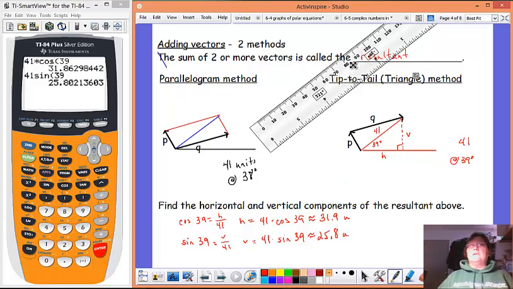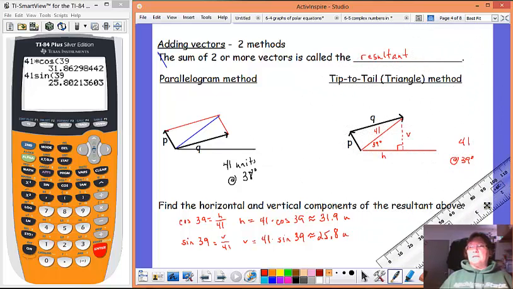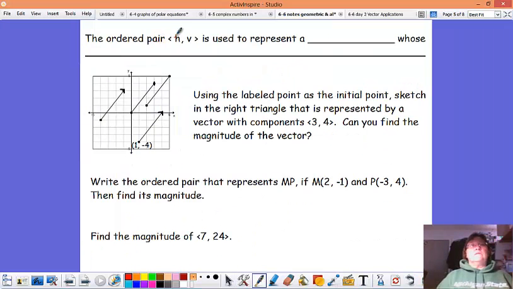Very good. I'm going to go ahead and get rid of my ruler now, because instead of geometric, we're going to focus on the algebraic vector from here on out. The ordered pair, and notice that it's brackets, not parentheses here, like little darts. The ordered pair H, V is used to represent a vector whose horizontal component is H, and whose vertical component is V.